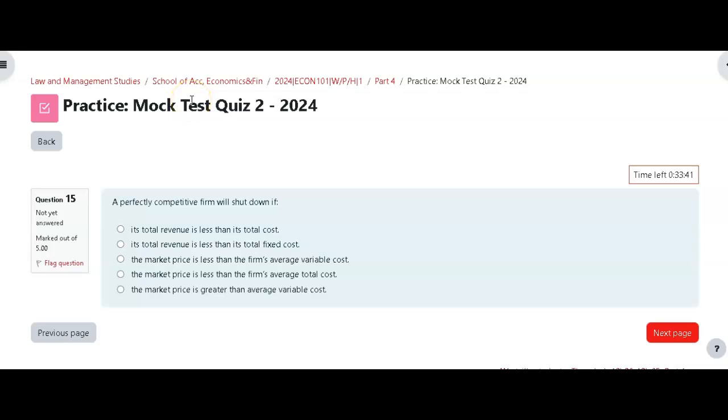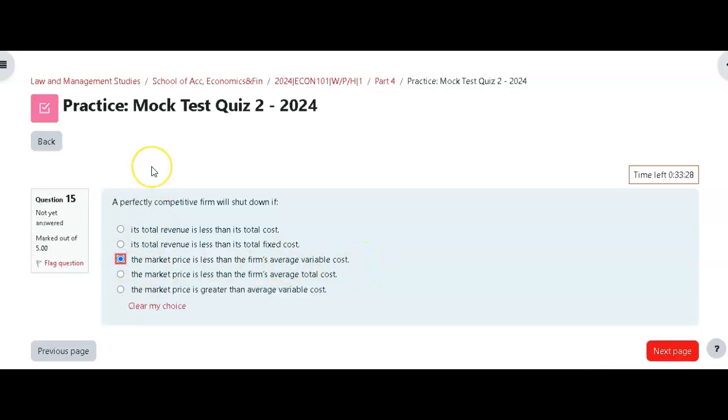Now, this one, you just have to know the definition. Anytime they say shut down, it's only related to perfectly competitive. So, when the market price is less than the firm's average variable cost, that's when you shut down. So that's just a definition to understand and it makes sense, right? The firm's average variable cost is below the fixed cost, below the total cost. So basically, you're making a loss. So just know, shut down, the market price is lower than the average variable cost. Just know it, okay?